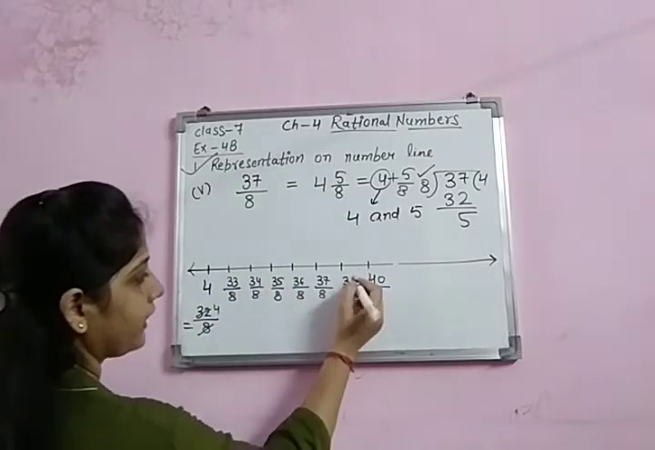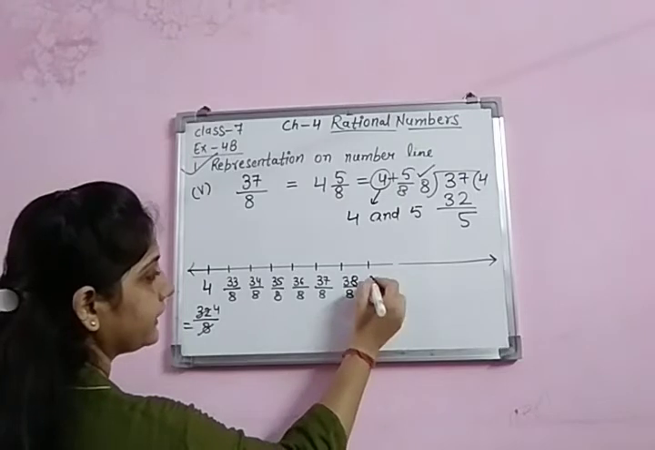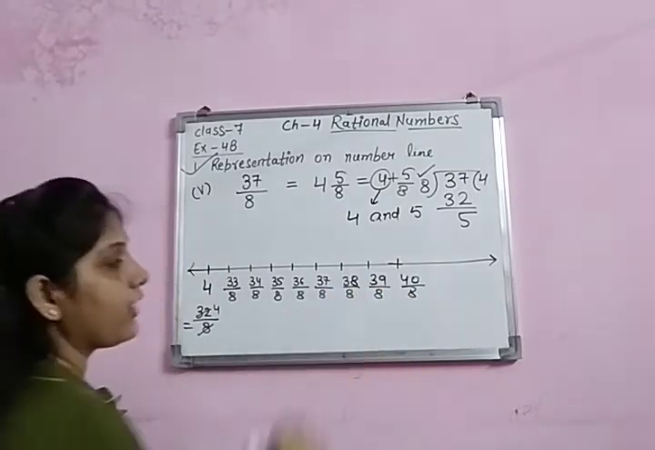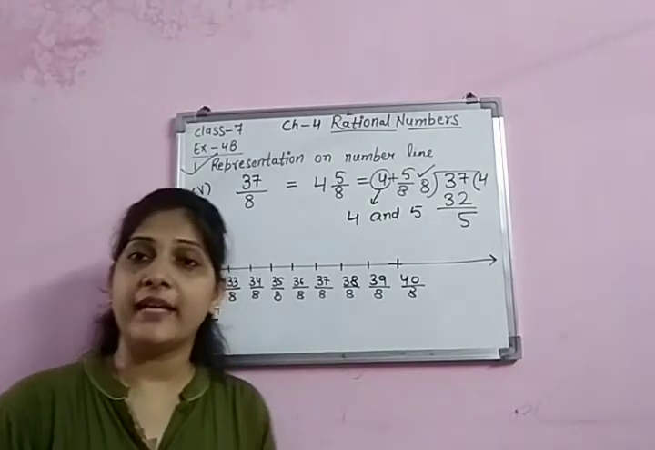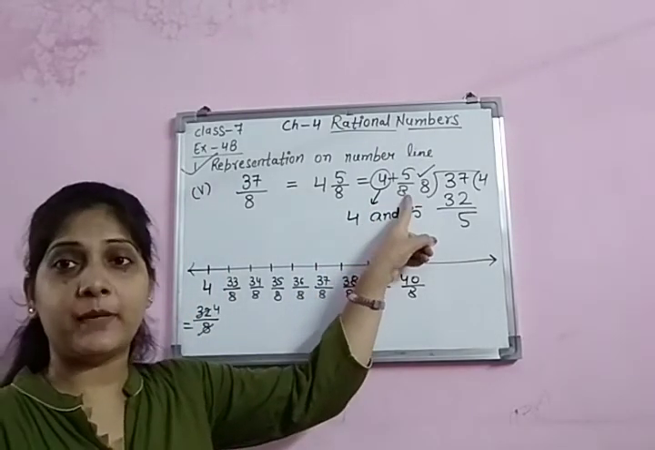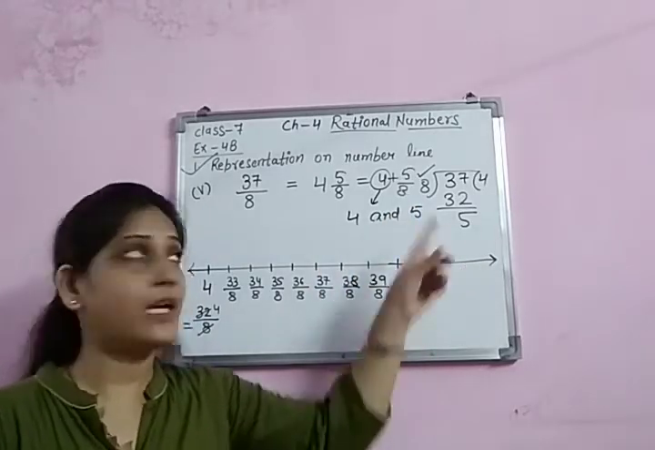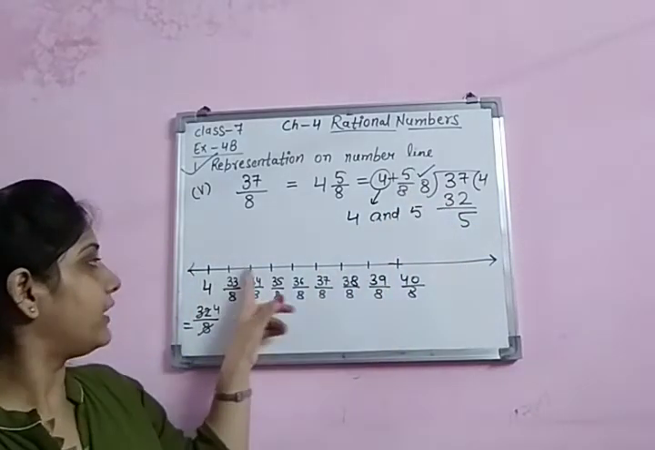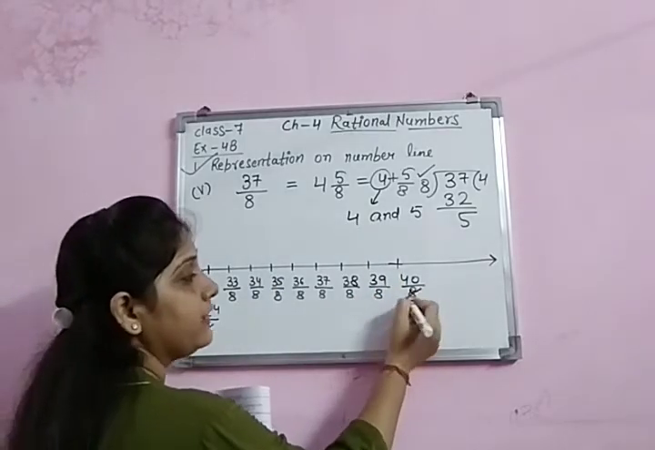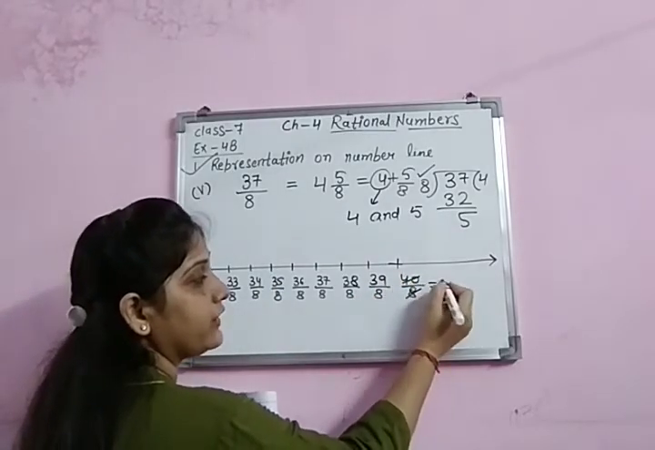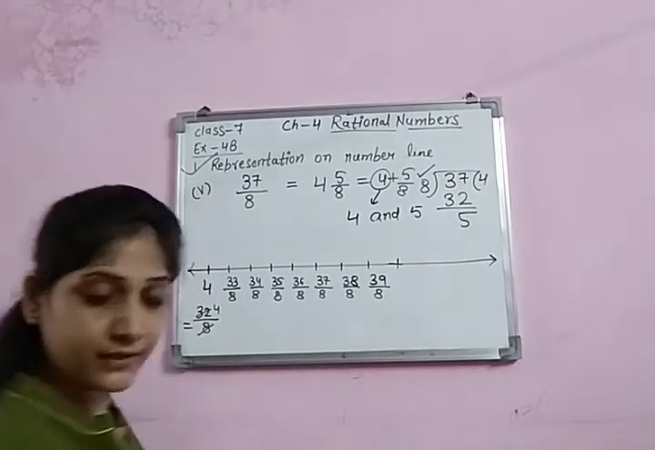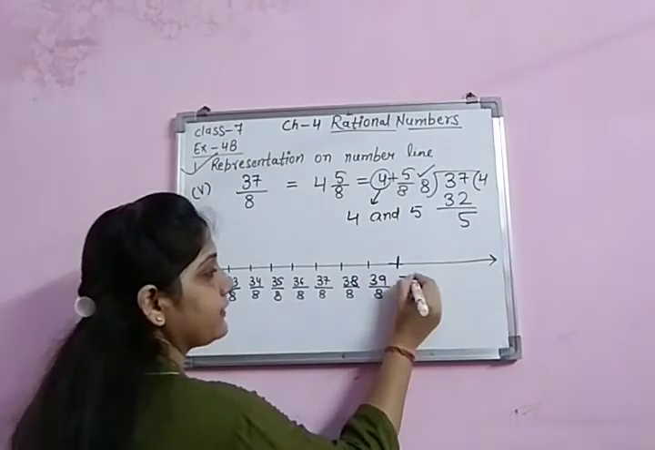Sorry, I forgot to write 38, 39, and this is 40 by 8. As I told you, we have to make 8 equal parts. So this gives us 40 by 8, because when we cancel out, 8 fives are 40. So I can write this 8th part as 5.